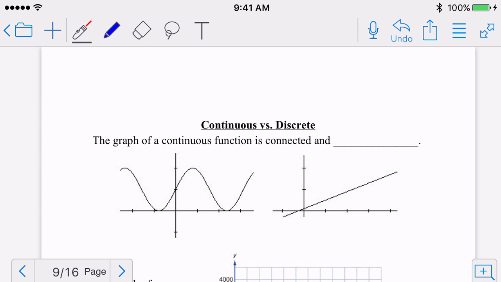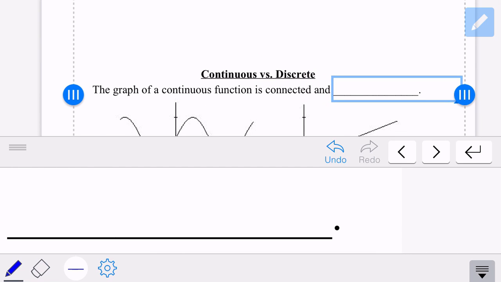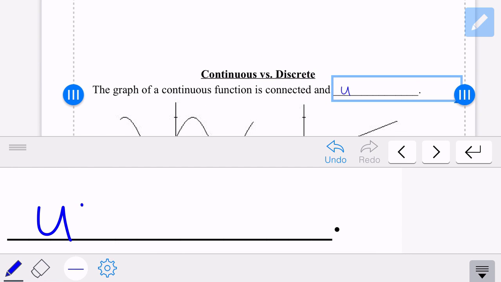The next one, on the next page, you want to look at continuous versus discrete, okay? This one shouldn't be too bad either. The continuous function is the one that is connected and it's not broken. So we're going to put unbroken in here.